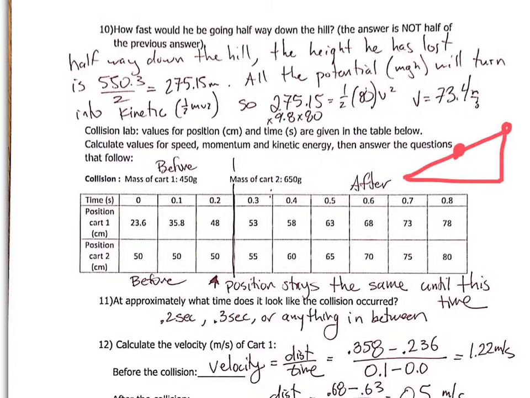So we do know that starting halfway down the hill means the height from which he starts is half of the original amount. So it's the same situation where we say potential energy equals kinetic energy, where height is this. So mgh equals 1/2 mv squared, and we solve and get something like 73 meters per second.